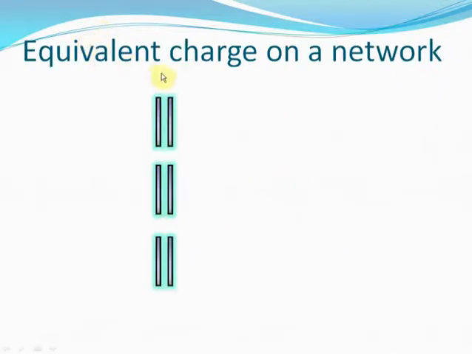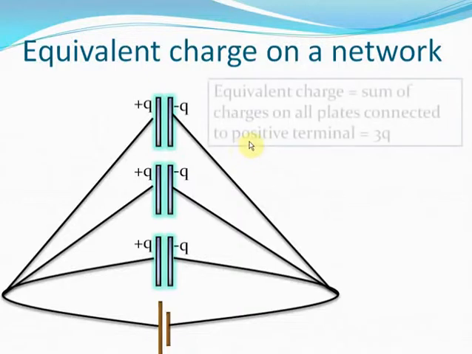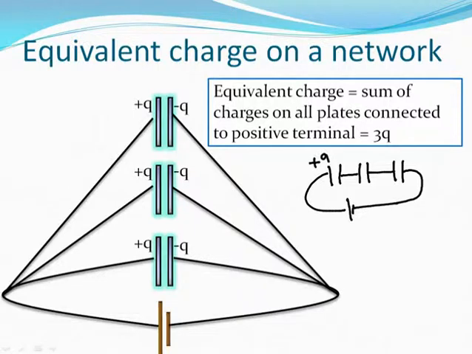The next concept is the equivalent charge on a network. Well, if you have capacitors like this and a battery connected to the three capacitors like this, in that case, the equivalent charge on the network is the sum of the charges on all the plates connected to the positive terminal of the battery. So let's say our capacitors are connected like this, and here's a battery. In that case, if this plate has a charge plus Q and if this plate has a charge minus Q, in that case the equivalent charge on the network will be plus Q because the plate connected to the battery has a charge plus Q, isn't it?